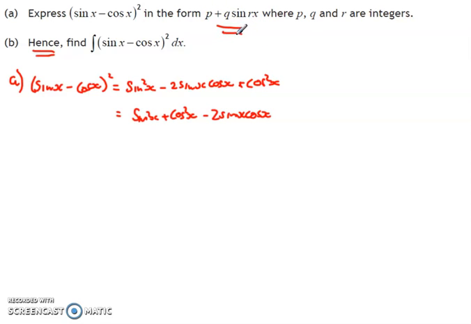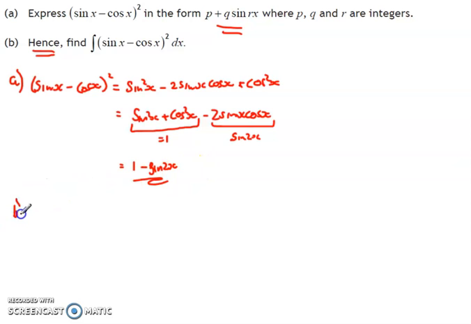Now, at this stage, it doesn't look like what we have up here at all. However, this is where trig identities come into play. Sine squared plus cos squared, well, that equals 1. 2 sine x cos x, well, we should know that that is equal to sine 2x. So if I use these, I can substitute them in and say that that's the equivalent of 1 minus sine 2x. So there you go, I've got it in this format here, where p happens to be 1, q happens to be negative 1, and r is equal to 2. So that's part A done.